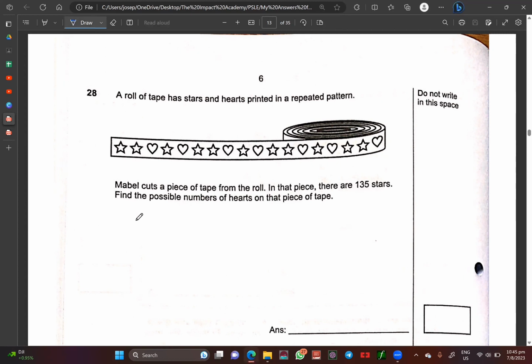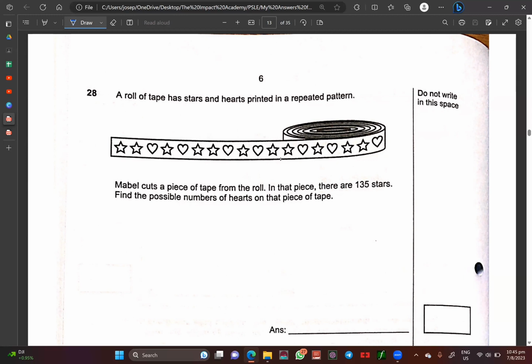As per usual, they will always want to ask you the possible number of hearts or stars or whatever other shapes on that piece of tape. So how are you supposed to approach a question like that? You always have to make sure you group them up. What do I mean by that? Let me show you how I am going to do it. The first thing I'm going to do is group them up. As you can see over here, there are star, star, heart, star, heart, and then the pattern repeats itself: star, star, heart, star, heart.